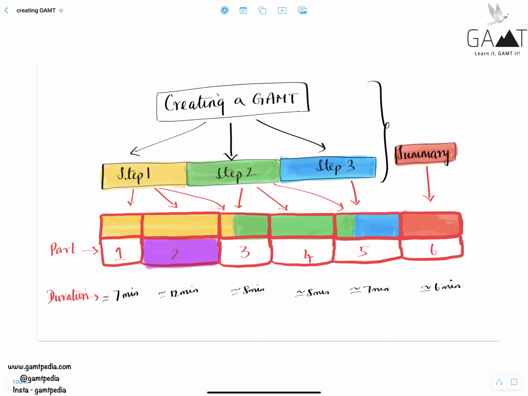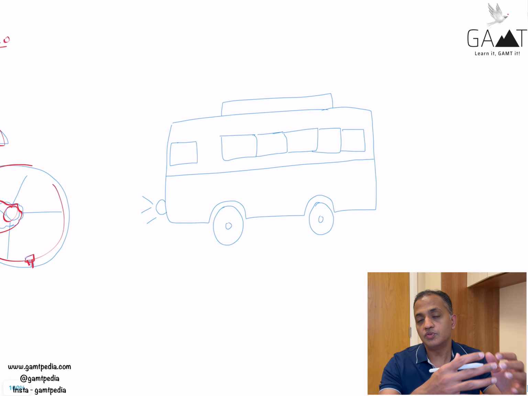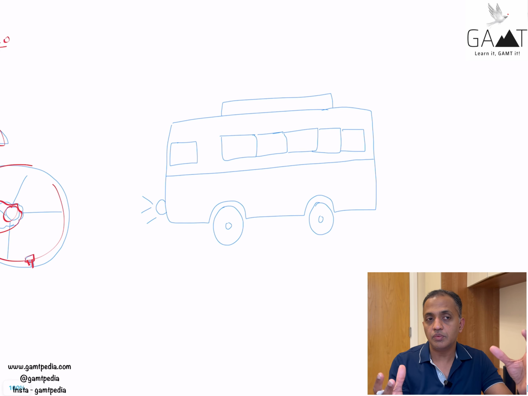This is part 2 of the 6-part series on how to create a GAMT. This video picks up right where the previous part left off. So if you haven't watched the previous part, I would encourage you to have a look at that before proceeding further. When you have read and understood the topic, you generate the keywords.